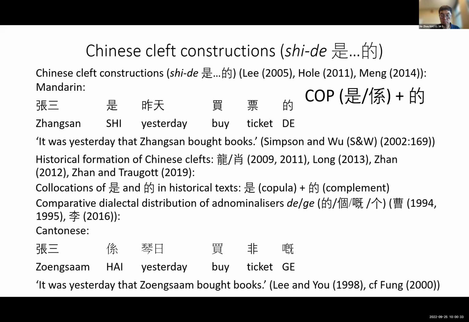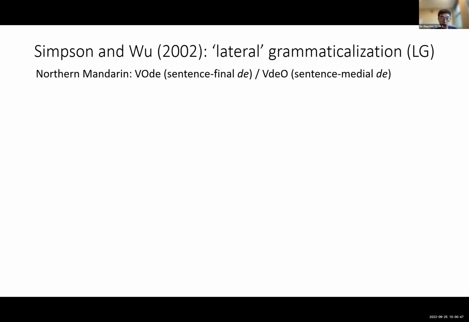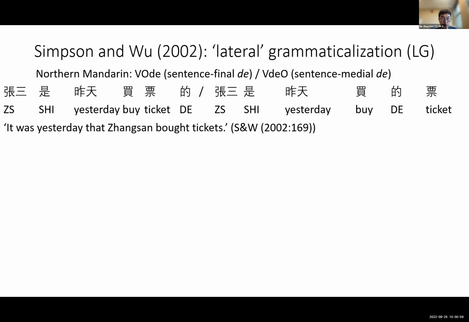This is a very brief introduction to the phenomenon I'm going to talk about today. Simpson and Wu propose a hypothesis for the formation of Chinese clefts, called lateral grammaticalization, or LG. They point out that in Northern Mandarin we often have an alternation: not only do we have de in sentence-final position, we can also have de in sentence-medial position. The famous example alternation is 张三是昨天买票的, or the equivalent 张三是昨天买的票. These two constructions mean exactly the same here.